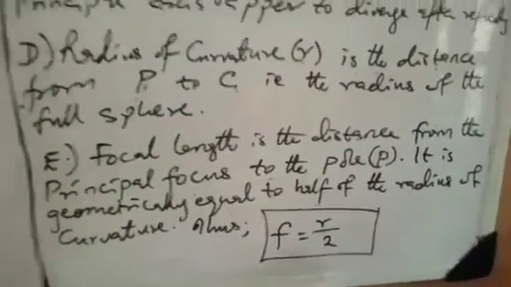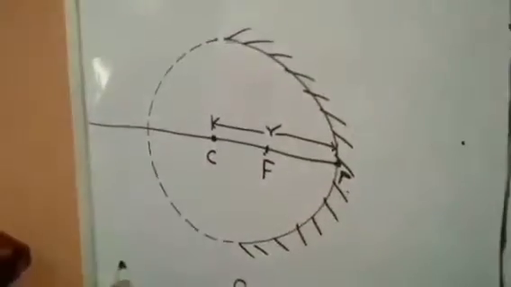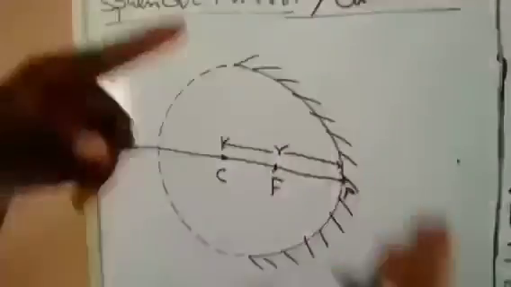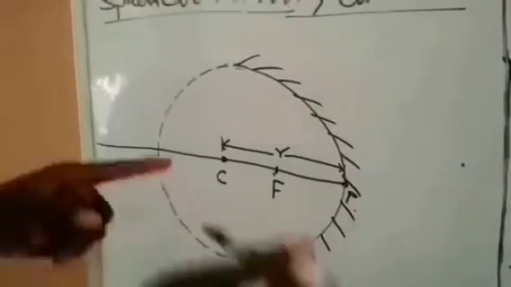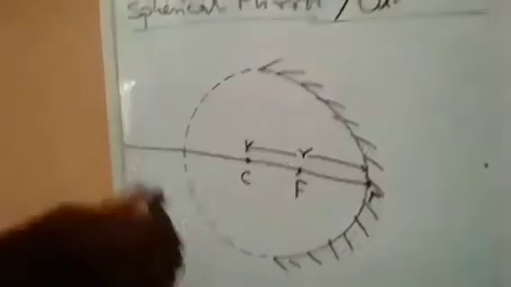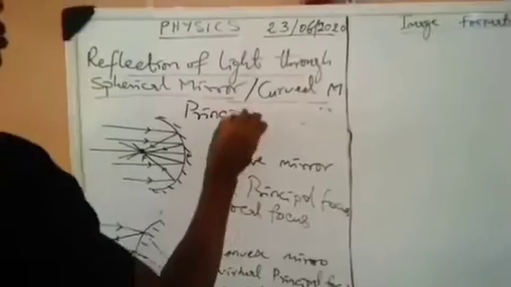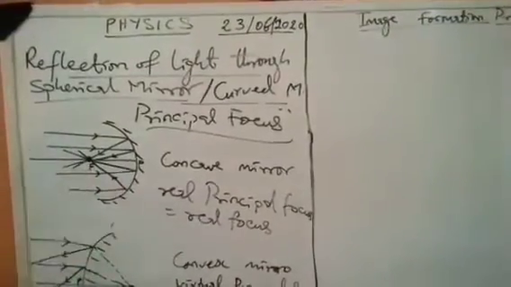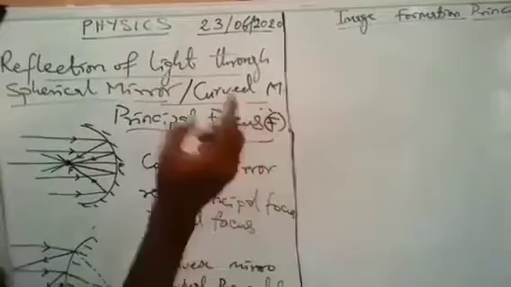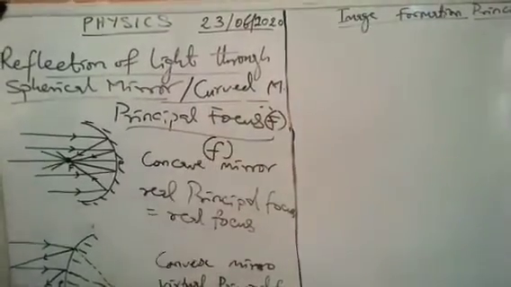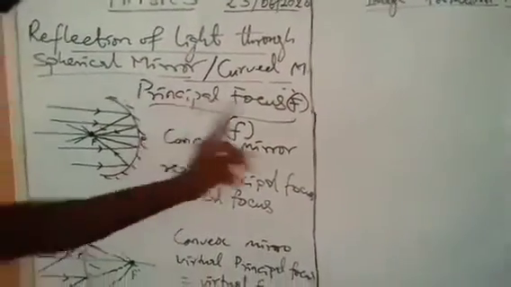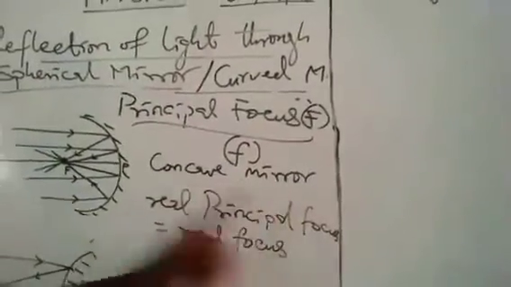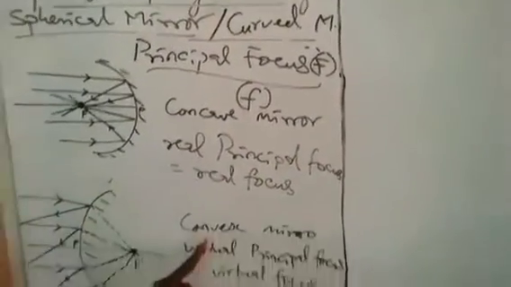Now, having seen that, I want us to look at how the principal focus of the concave mirror differs from that of the convex mirror. So let us look at it. Based on the principal focus, which we saw as capital F, the focal length is small letter f. Now, the principal focus of a concave mirror is quite different from the principal focus of a convex mirror.